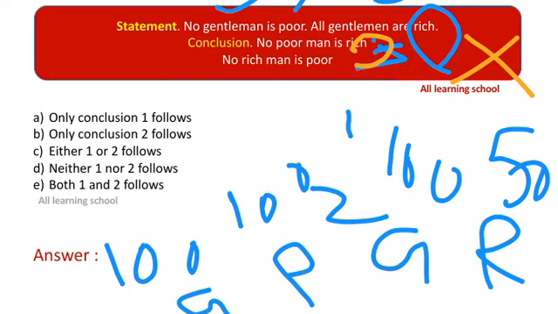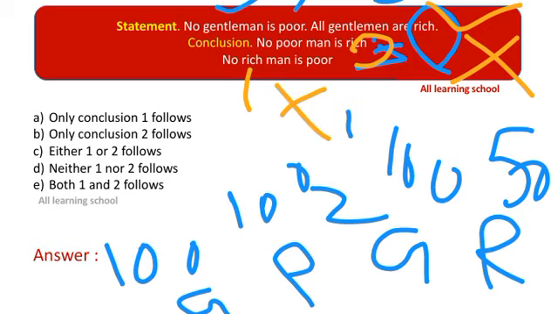Now look at the second conclusion. No rich man is poor. Again in second conclusion, no will give expense of 100 to both of these two words. Rich will be given expense of 100, poor will also be given the expense of 100. As expense of rich is 100 and income of rich is 50, so second conclusion will also not be followed.